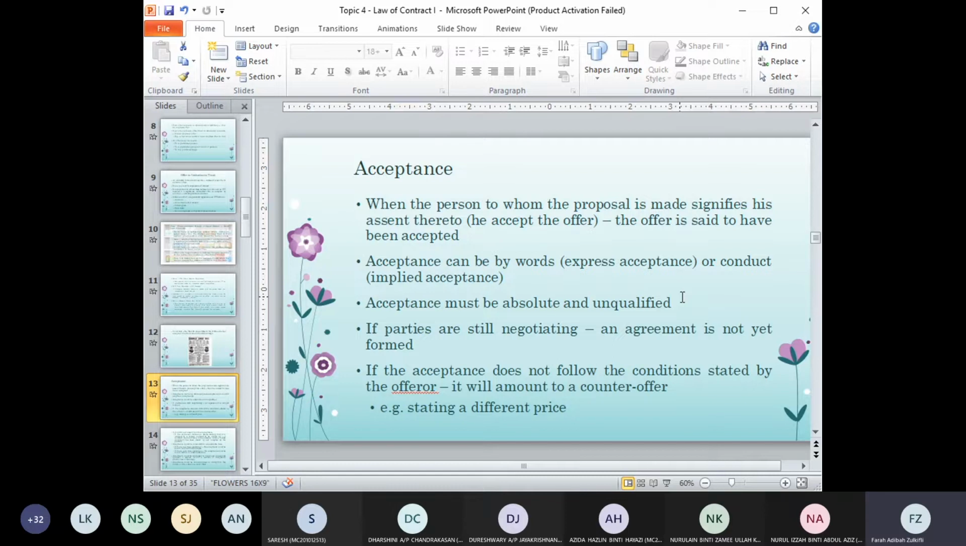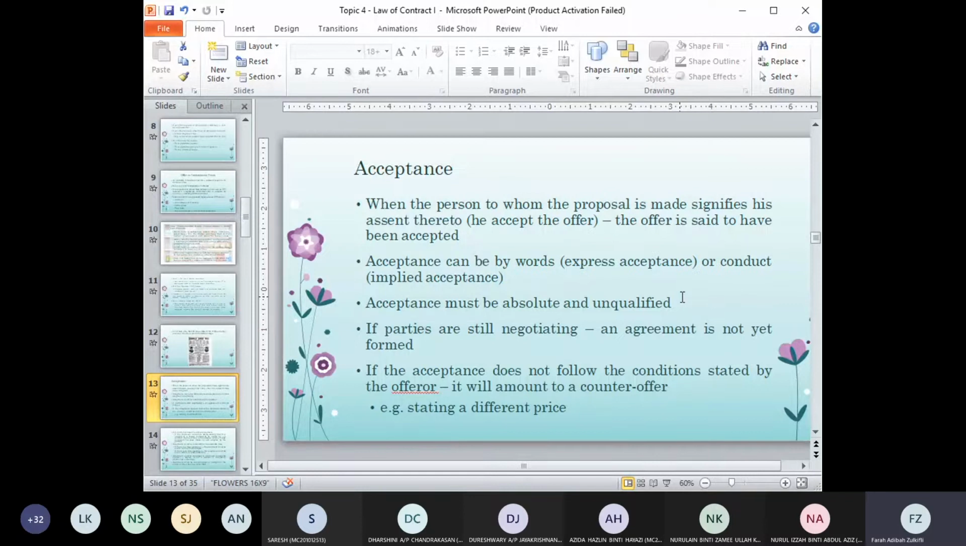Okay, so an acceptance must be absolute and unqualified. You cannot put a condition to your acceptance. You cannot say I agree, but I agree provided. You cannot say something like that. If you say I agree provided, the acceptance is not unqualified, so it is not a valid acceptance. Okay, so if parties are still negotiating the terms of the contract, how much the product costs, how to send the product, how to receive the product, who will receive it, that is still not an agreement. So if you are still in the midst of negotiating, there is still no contract between you.